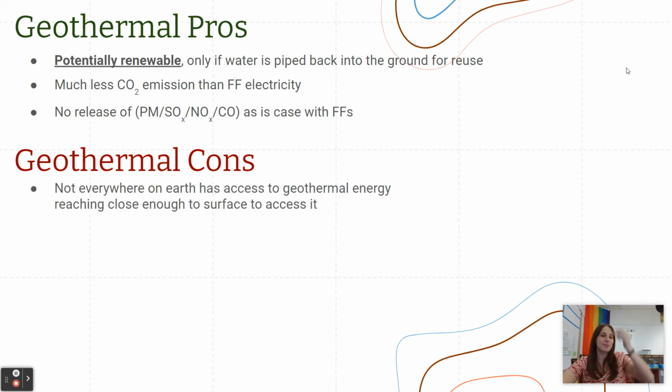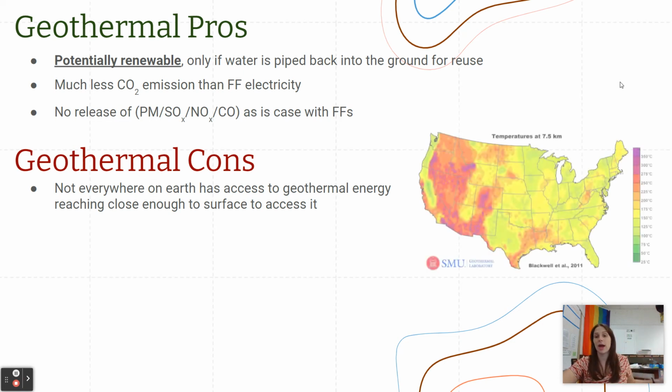Now, some of the cons is that not everywhere on Earth has access to geothermal energy, reaching close enough to the surface where we could access it. If you look at this map here of the United States, everywhere that has like red or purple, that's going to be close enough where we actually are probably going to have it be a possibility if we wanted to. Anywhere where it's like yellow or green, it's going to be so far away that we would not even be able to realistically reach those reservoirs to use it.